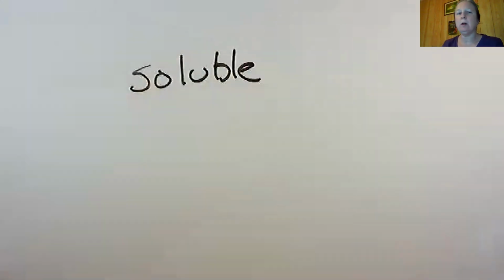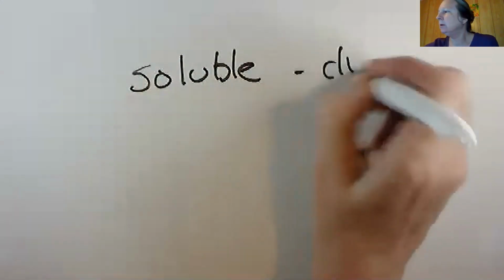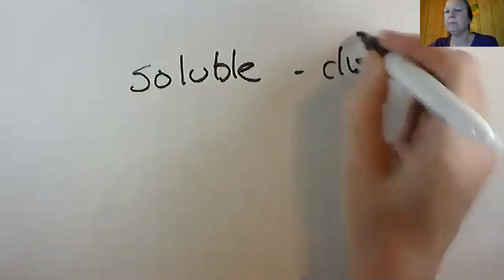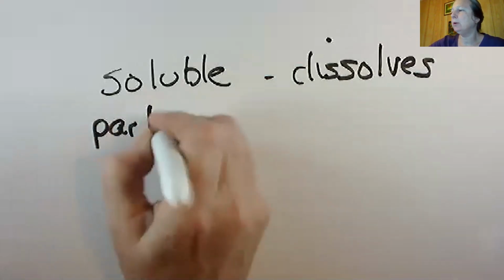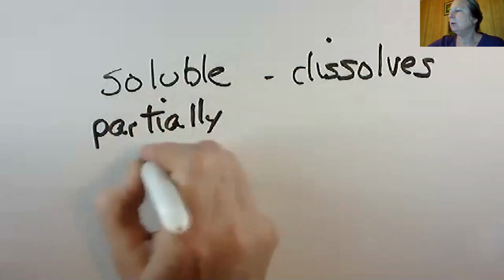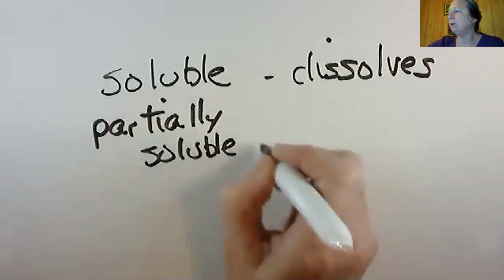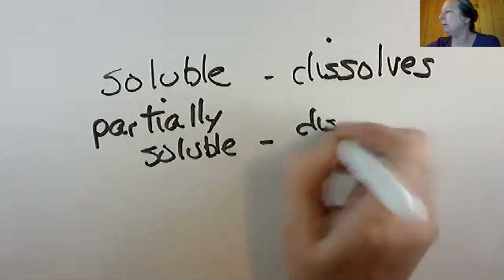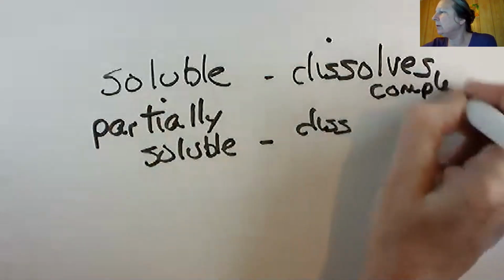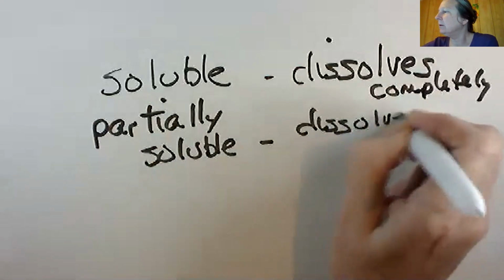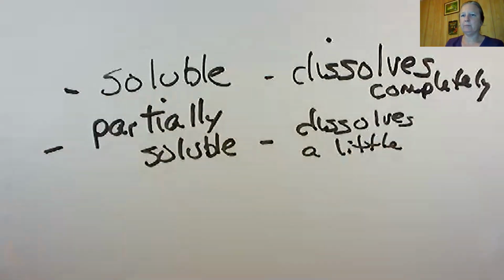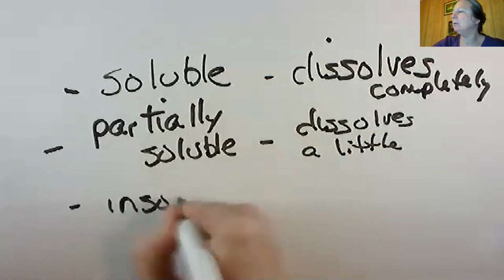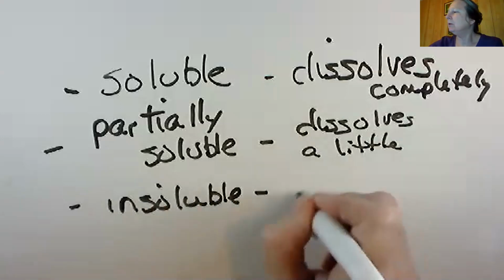It will dissolve, and we call that soluble. We have something called partially soluble, which we're not really going to use here, but I want you to be aware of it. You'll see it in one of the tables, and it dissolves a little. So soluble dissolves completely. If something is partially soluble, it dissolves a little, but not much. The rest of it's insoluble. And then you have insoluble, which does not dissolve.